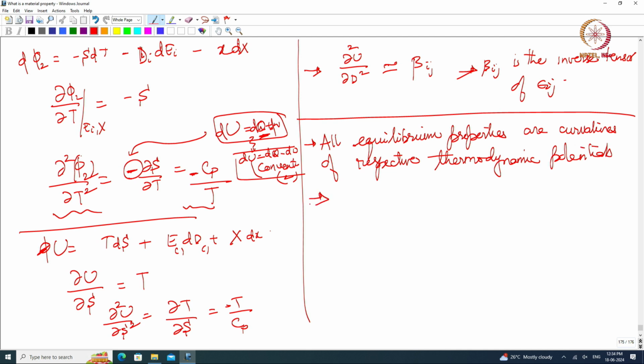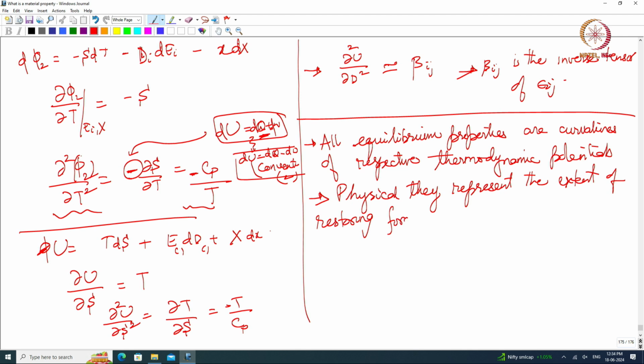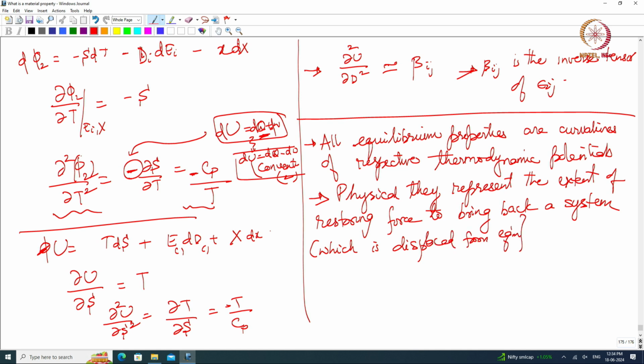But what do they physically mean? That they are mathematically curvatures of some potential is okay, but physically they represent the extent of restoring forces to bring back a system which is displaced from equilibrium back to equilibrium.